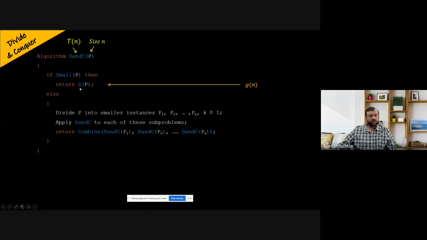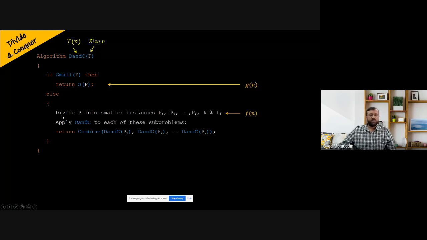The return statement also takes primitive time, but here S is a function which gives us the solution for the problem P. We don't know how much time this S function is going to take, so we don't say that it takes primitive time, though it is a return statement. Let us say that it takes g(n) time, some function g(n), to give the solution. Then obviously else is also a primitive statement.